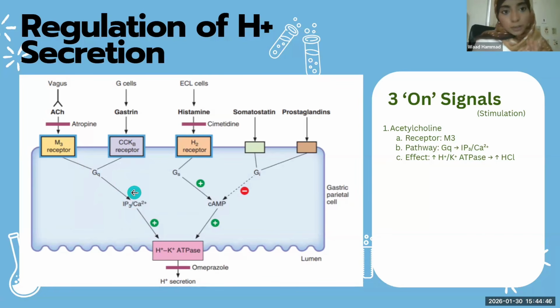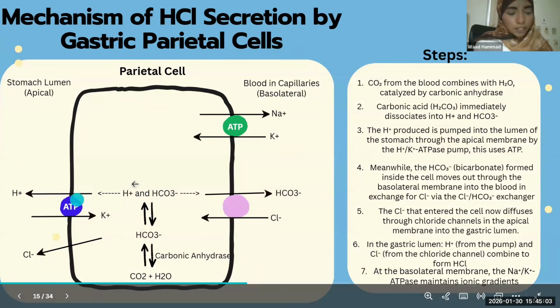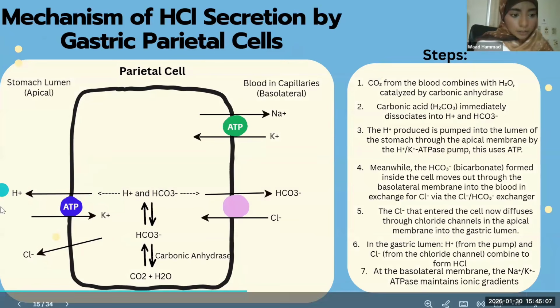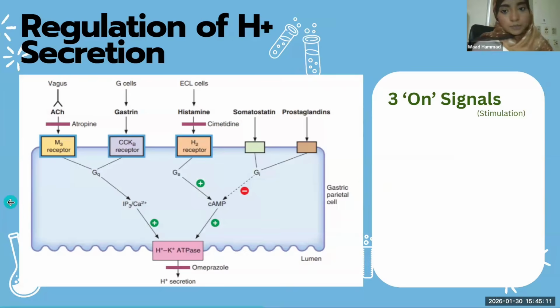Again, this is just the pathway for GQ. This is something you just have to memorize. There's not much understanding behind it. And then when we release IP3 and calcium, that will then stimulate the activity of the proton potassium pump, and then more protons will be released, just like here. So basically IP3 and calcium acts on this channel right here, so it moves faster and releases more protons. That's basically it.